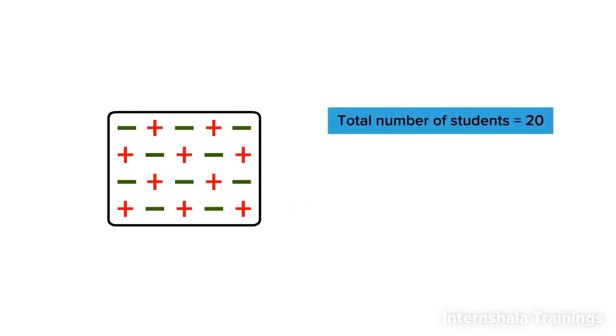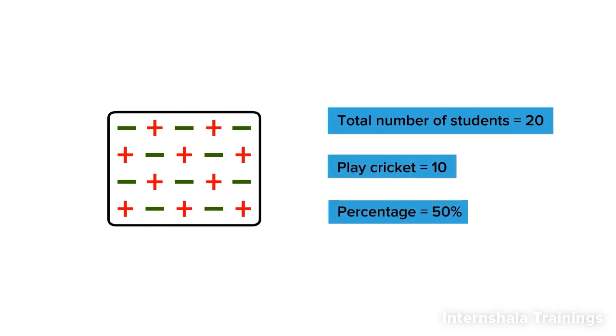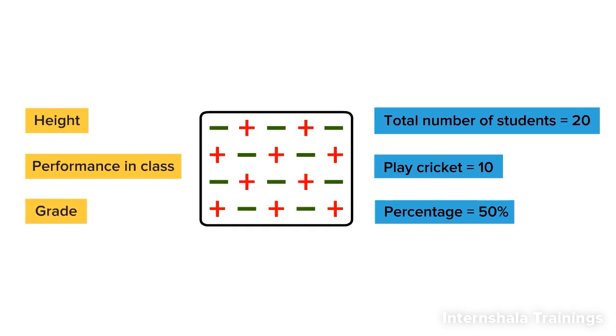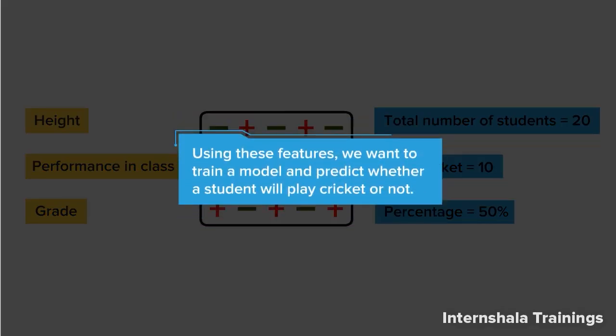Let's say you have data of 20 students, out of which 10 play cricket, whereas 10 do not play cricket. So, let's assume that the red plus sign here represents that a student plays cricket and the green negative sign represents students who do not play cricket. Now consider that you have the following features of the students: their height, performance in class, which tells us how the students performed in the class tests, and grade, which defines the current grade of the student. Using these features, we want to train a model and predict whether a student will play cricket or not.